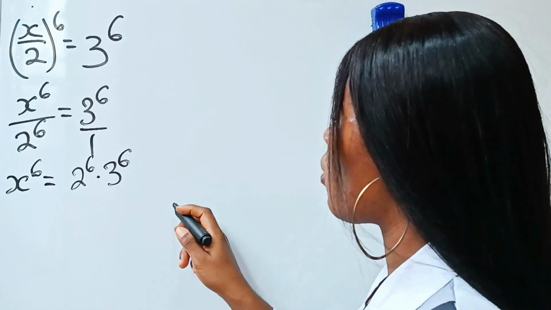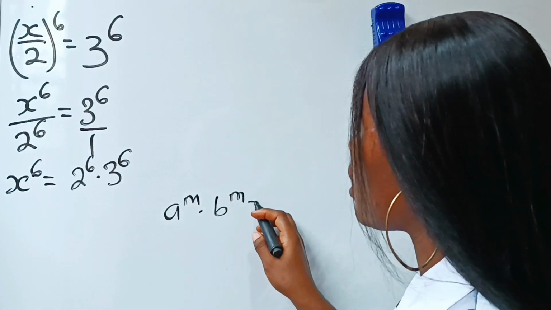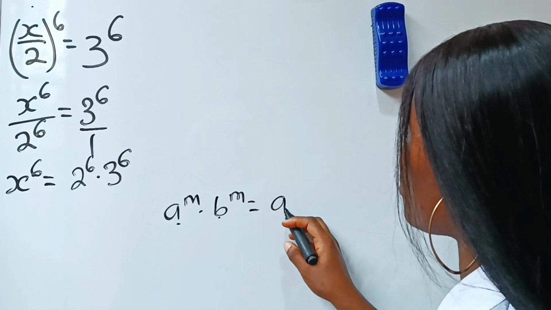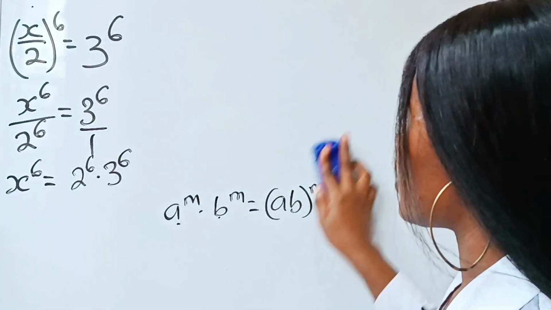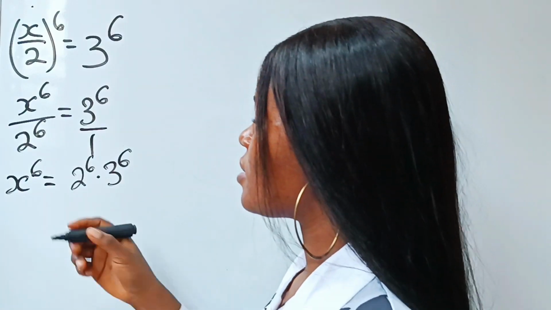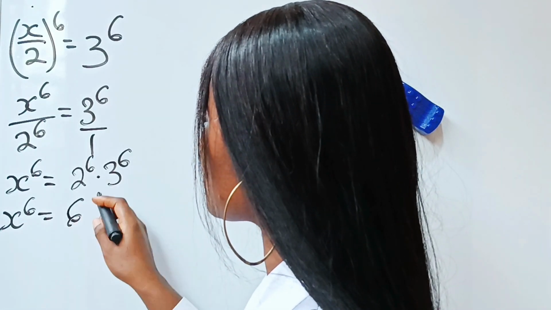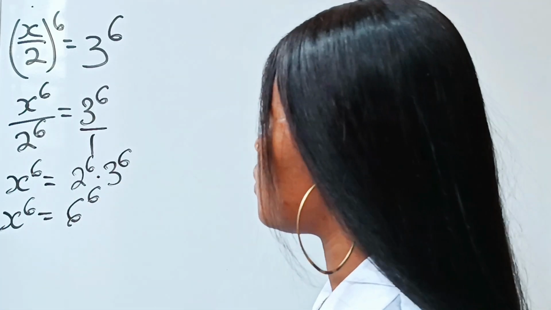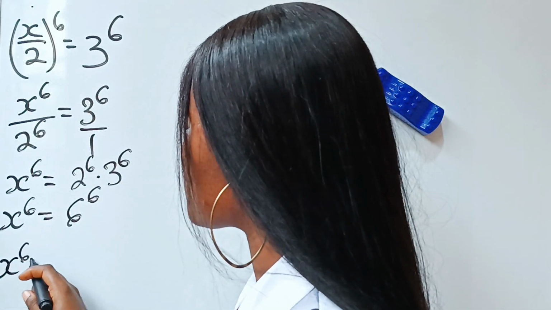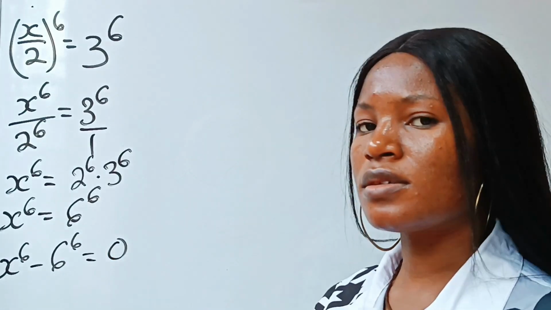Now again, when you have a to the power of m multiplied by b to the power of m, it is the same thing as a multiplied by b, raised to the power of m. All right, so that means that we can rewrite this as x to the power of 6 is equal to 2 times 3, which gives us 6 to the power of 6. Now let's take this to this side of the equation. We have x to the power of 6 minus 6 to the power of 6 is equal to 0.